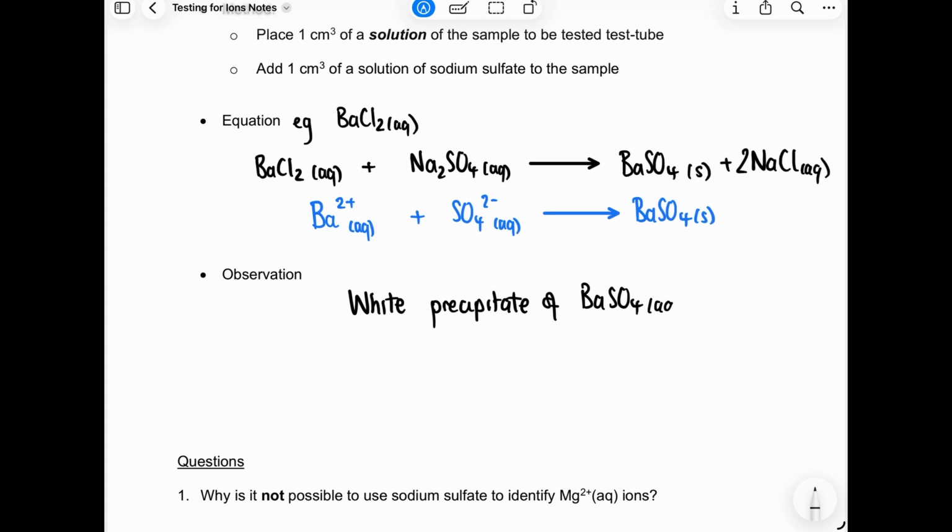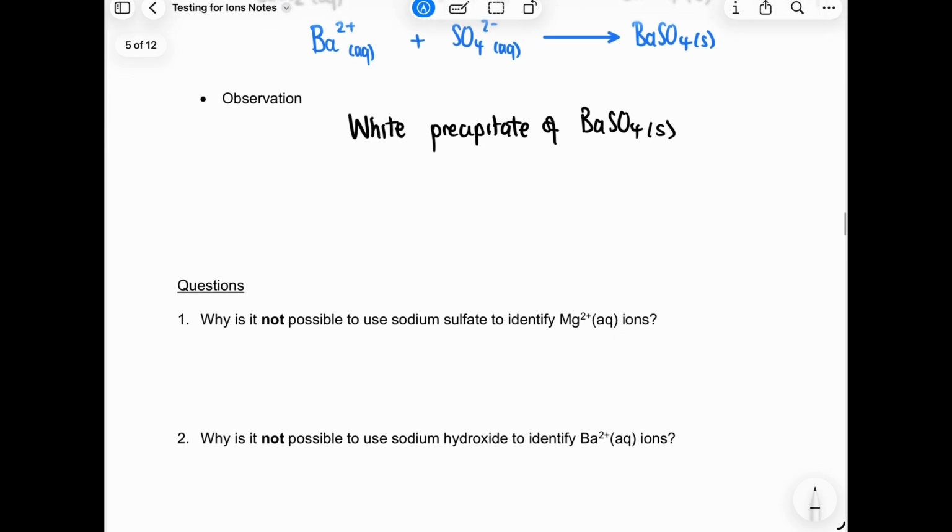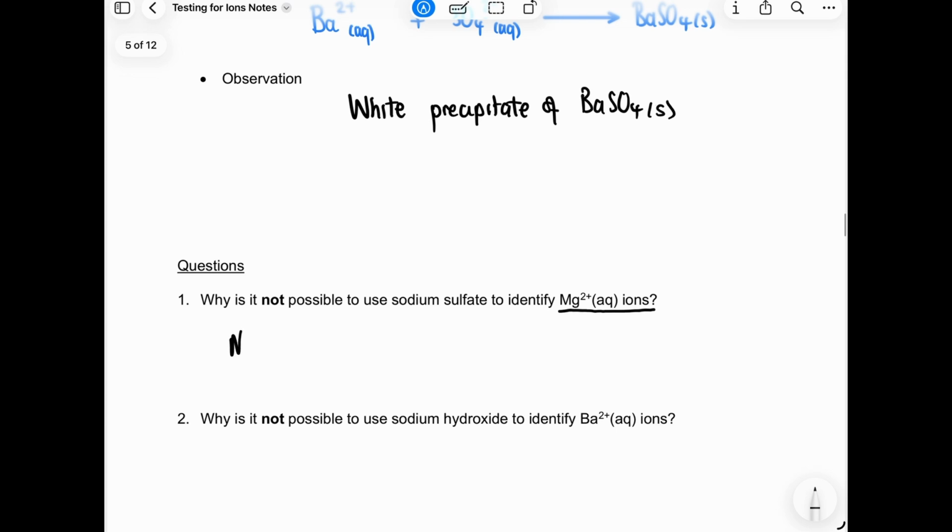So we have a couple of questions here. Why is it not possible to use sodium sulfate to identify Mg2+ ions? Well, MgSO4 is soluble. Barium sulfate is insoluble. Magnesium sulfate is soluble. The solubility of the sulfates decreases down group 2.